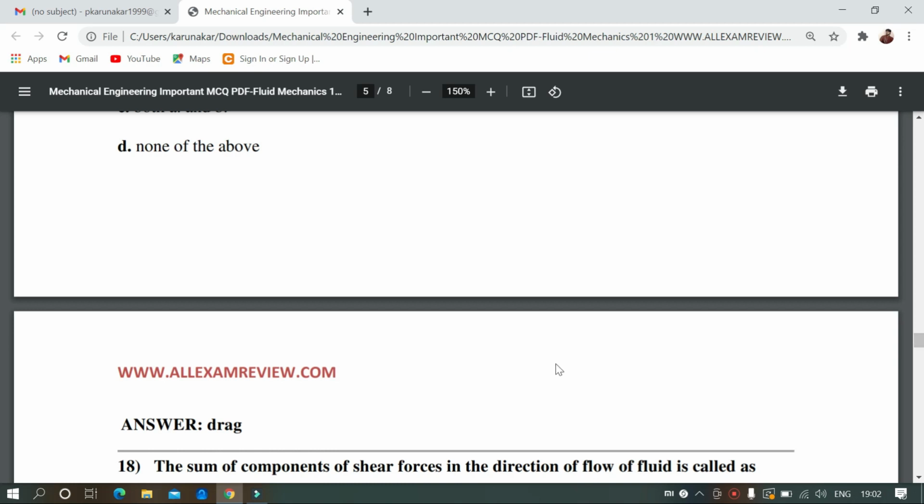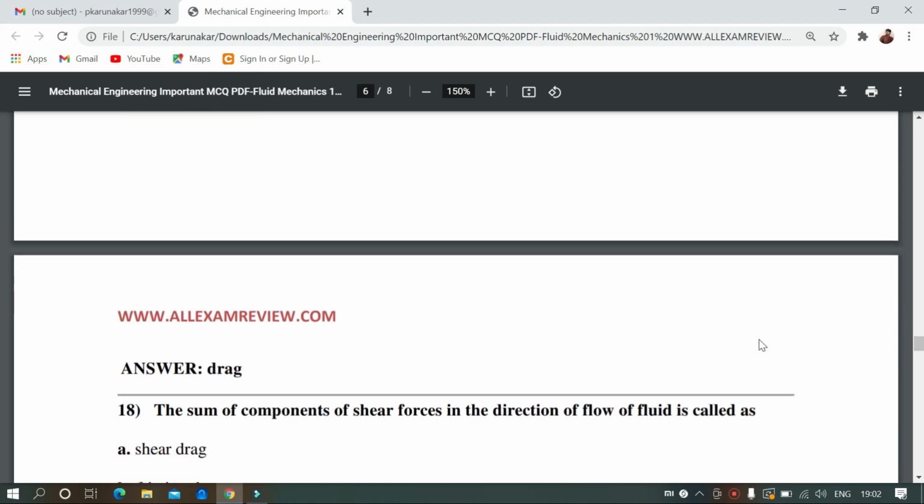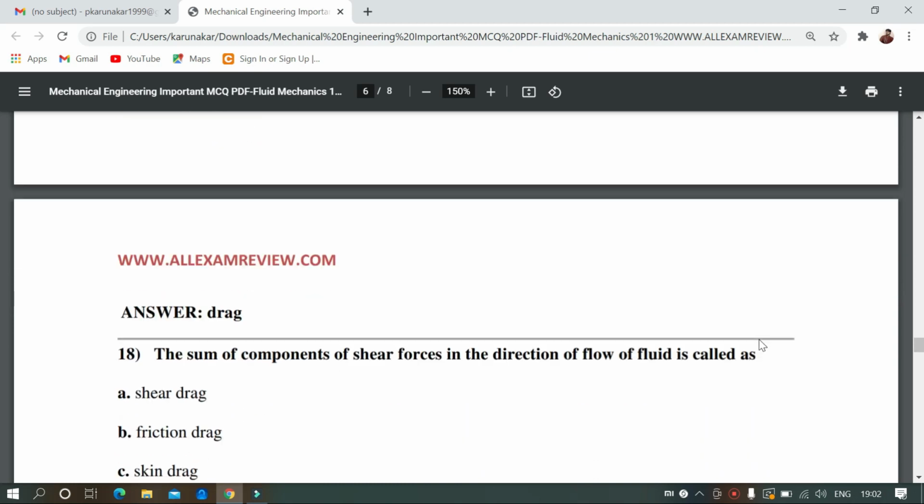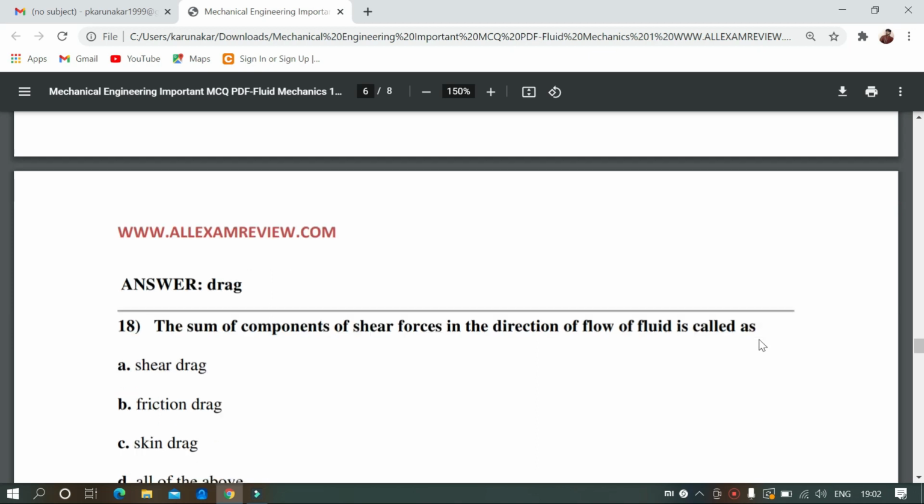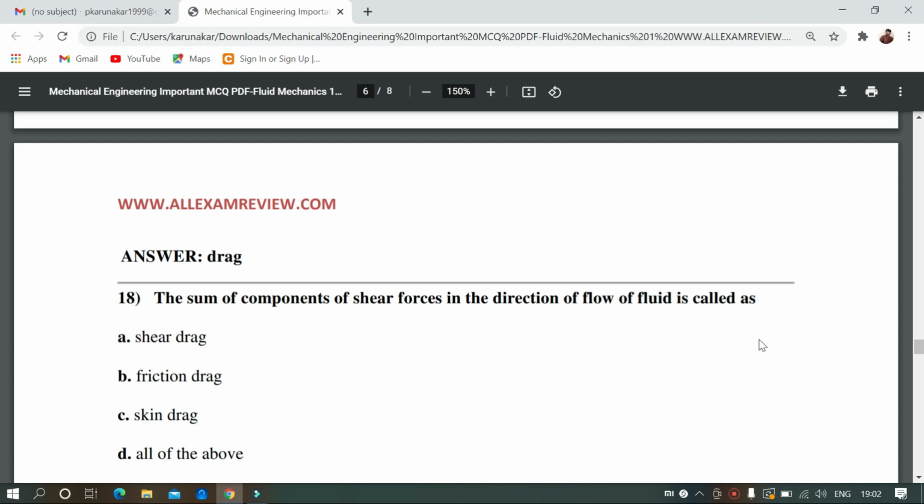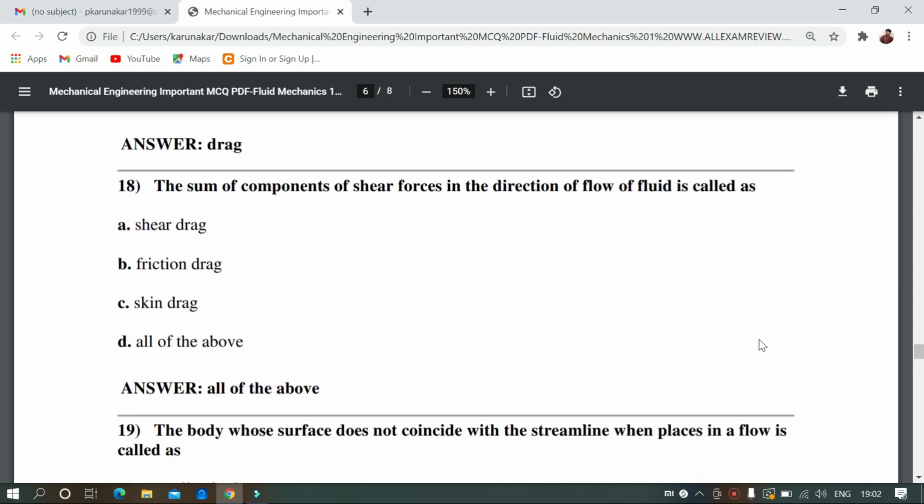Okay. Question number 18, the sum of the components of shear forces in the direction of flow in a fluid is called as. Repeating the question, the sum of the components of shear force in the direction of flow is known as. So the options are shear drag, frictional drag, skin drag, and all the above. So the correct answer is all of the above.